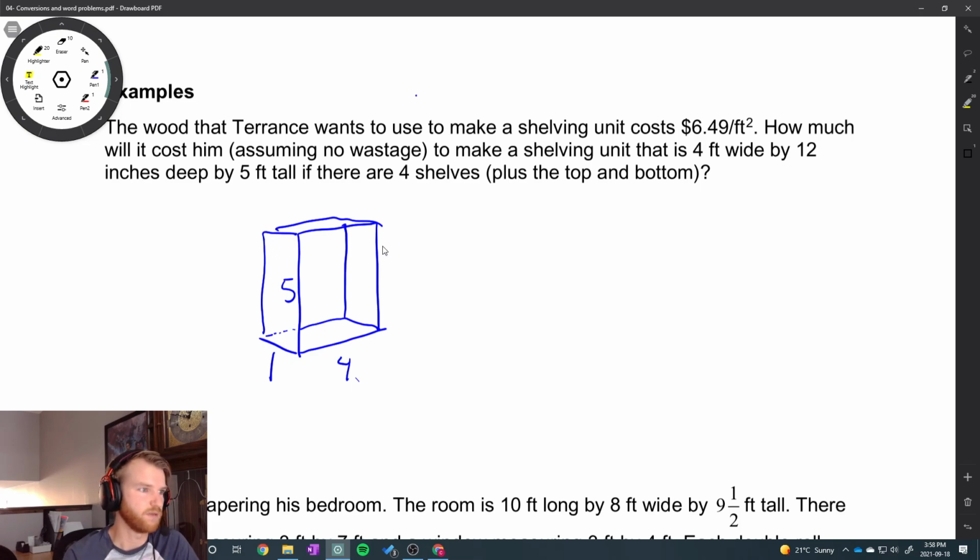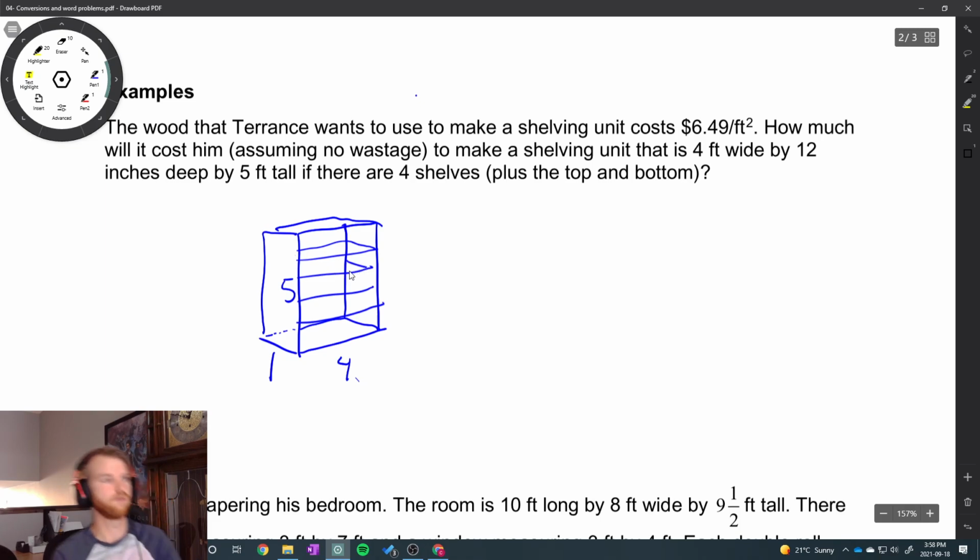Basically we have this side panel here, this side panel here, a top and bottom, but then it also says that there needs to be 4 shelves in it as well. Okay, so there's going to be a shelf going across here. 1, 2, 3, 4, and each one of those is going to be a rectangle. That's going to be something kind of like this, right? Each one of those is kind of its own rectangle.